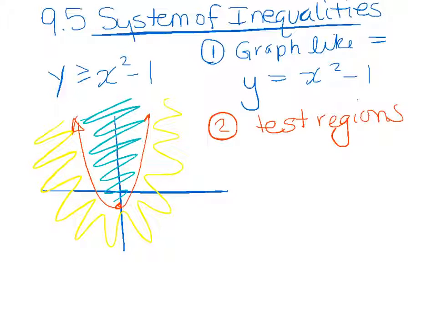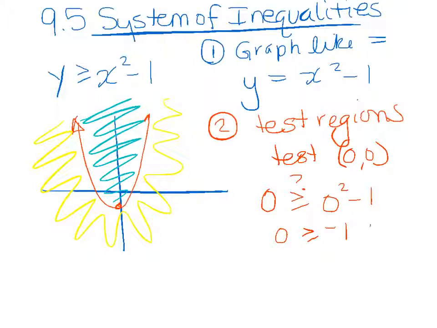So I always like to test the regions by testing the point 0, 0. So let me go back over here. I'm going to test 0, 0. When I put that into the inequality, I'm asking, is 0 greater than or equal to, with a question mark, 0 squared minus 1? So is 0 greater than negative 1? The answer is yes, it is. So the point 0, 0, which is right here, is part of the solution. It satisfies the inequality. It's part of the solution region. So it and everything else in that region will be a solution.